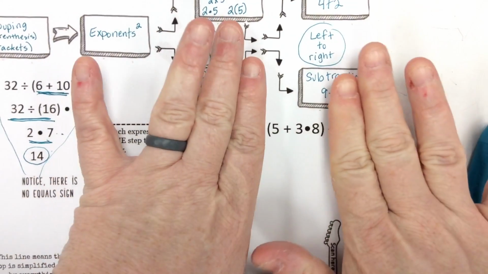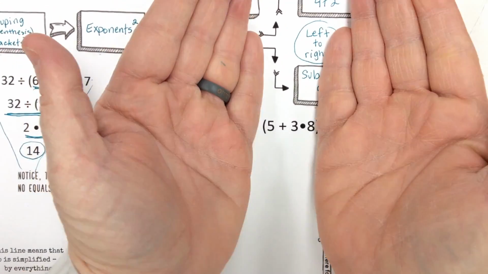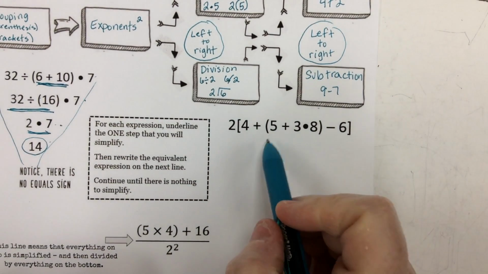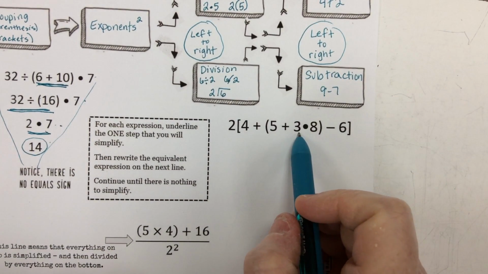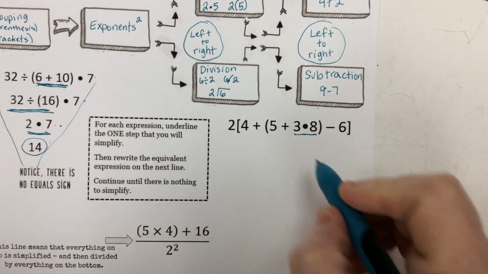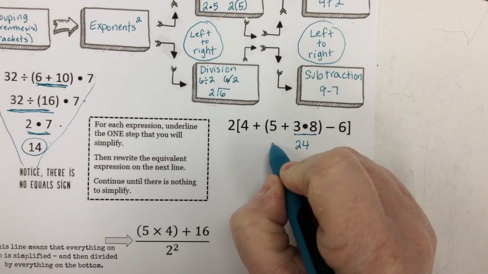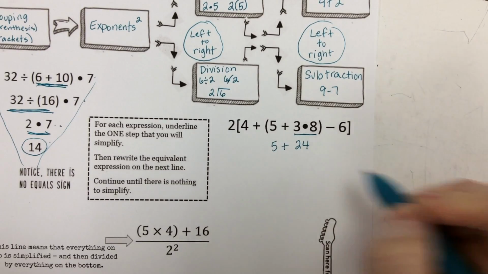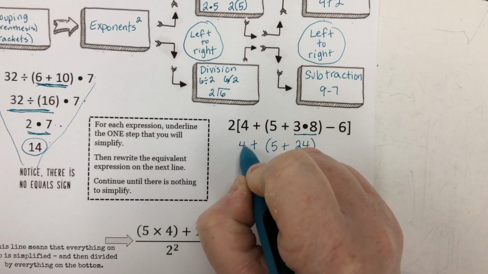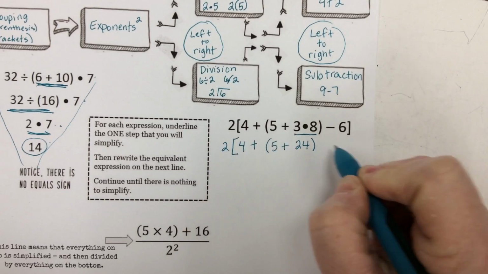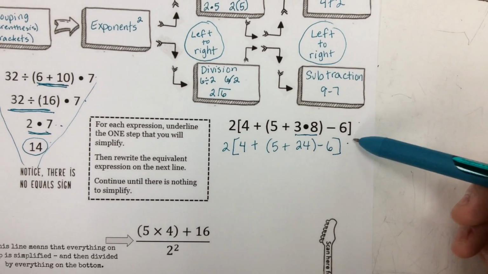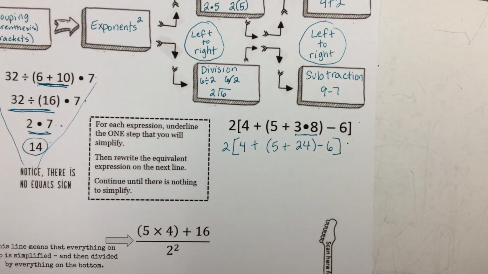So let's pretend that this is all I have of my problem here. 5 plus 3 times 8. What is my first step within those? I would have to do multiplying before I do adding. So I'm going to do this. 3 times 8 is 24. So I have 5 plus 24, and I'm going to rewrite everything else exactly as it is above there. The only thing that changed from this row to this row is that 3 times 8 became 24.